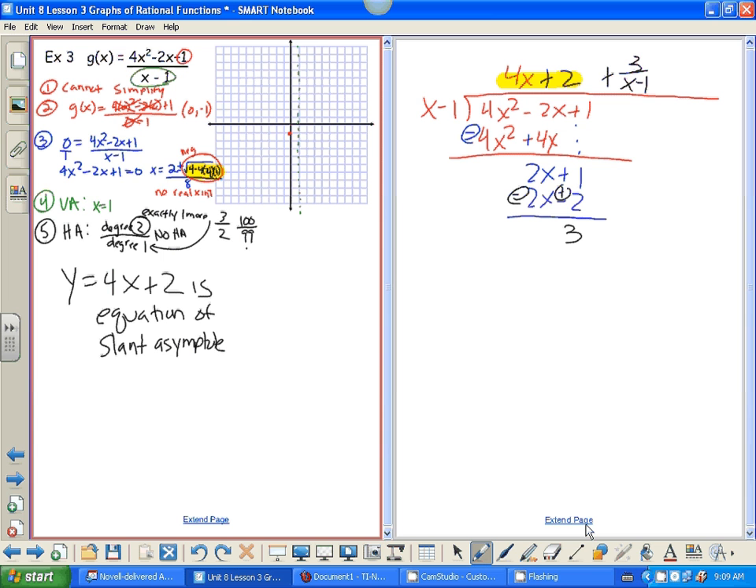All right, so let's graph that. I'm going to go to 2. And I'm going to go up 4 over 1.